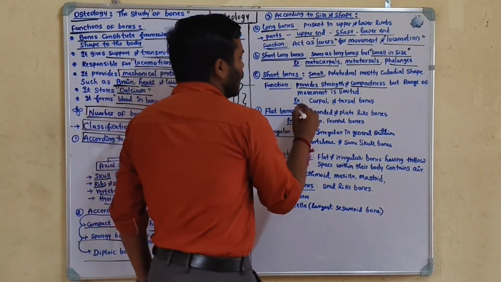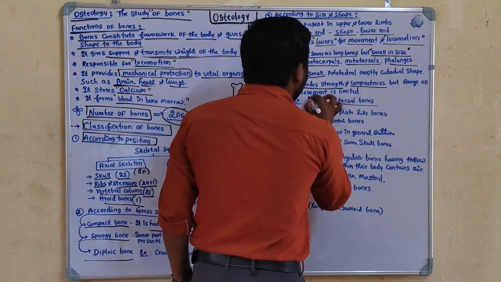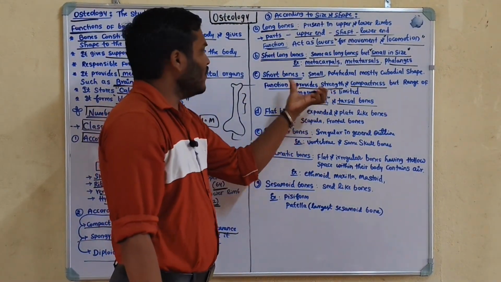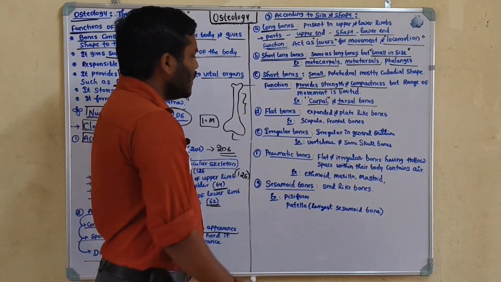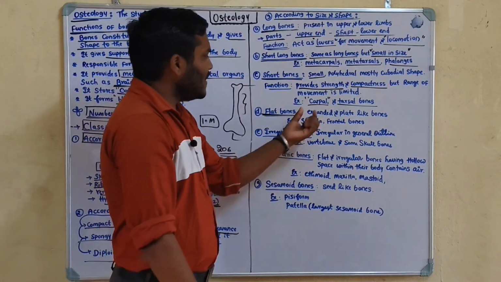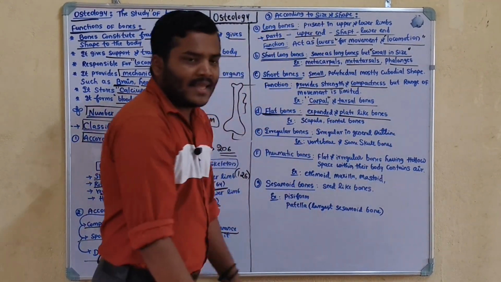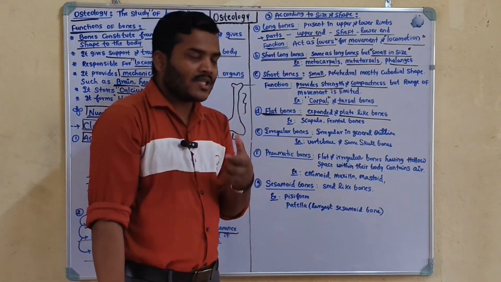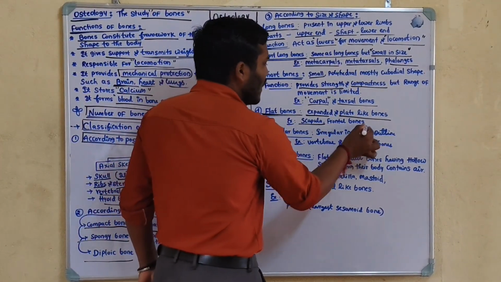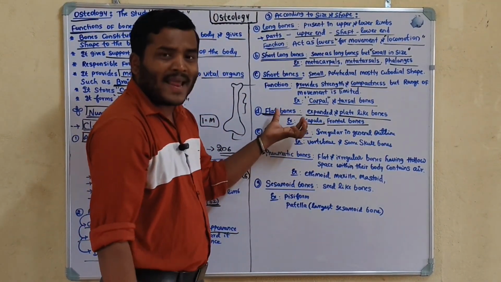Okay. Examples for short bones are the carpal and tarsal bones. Now we discuss flat bones. Flat means these are expanded, plate-like bones. The expanded plate-like bones are called flat bones. Examples are the scapula and frontal bones.